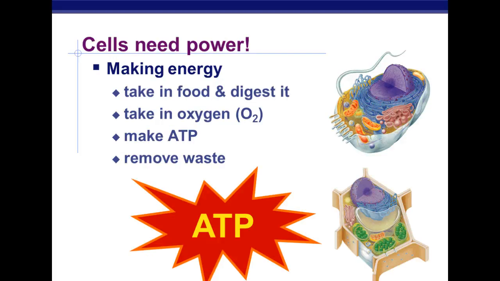So let's focus on some of the more important organelles and their functions and get them in your notes. It's logical that cells need power, and we've talked about it a lot this year. We know that energy is stored in the magical ATP molecule. That energy is mostly used for four things you most likely already know, but let's get them back in your notes. So there's taking in and digesting food, taking in oxygen, making energy, and removing waste. Those are the four most important things that cells need power for.